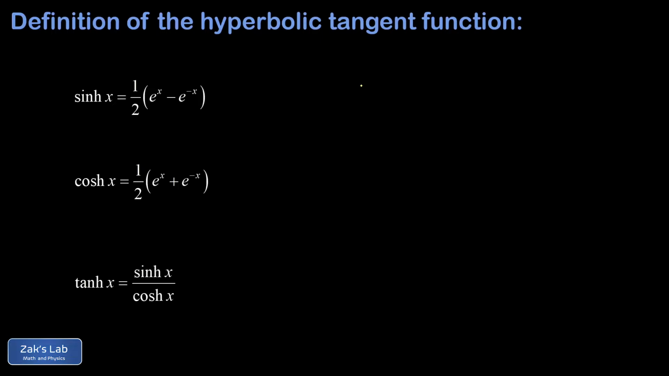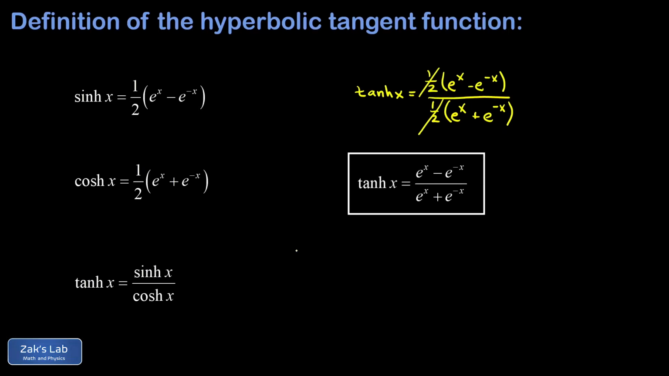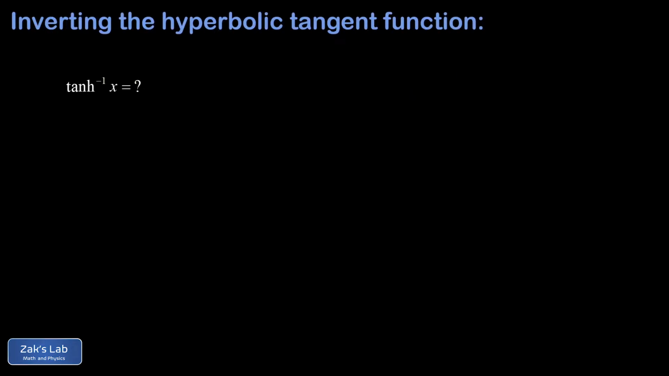But if we're going to attempt to invert this thing, we want to get more fundamental and replace the sinh and cosh functions with their expression in terms of exponentials. Okay, so we've got that done, and clearly the factors of 1/2 are going to cancel out of this. And we arrive at a definition of the hyperbolic tangent function purely in terms of exponential functions. Next, we're going to invert this thing.